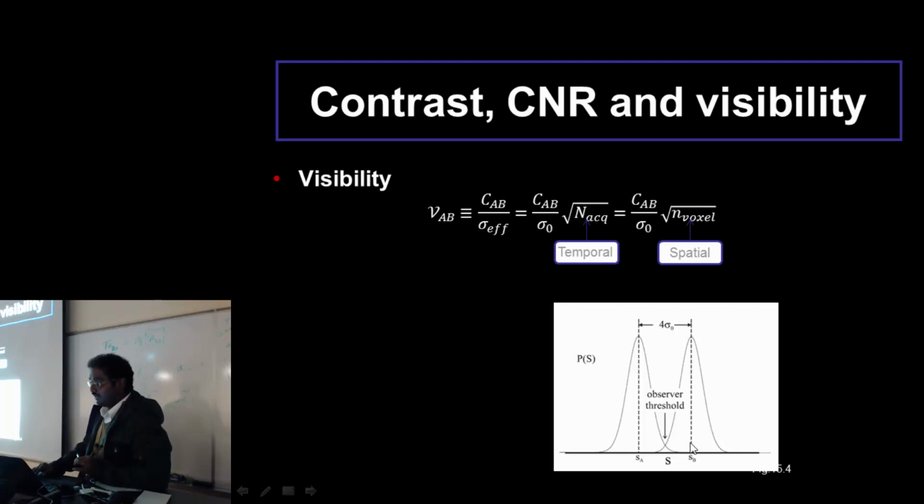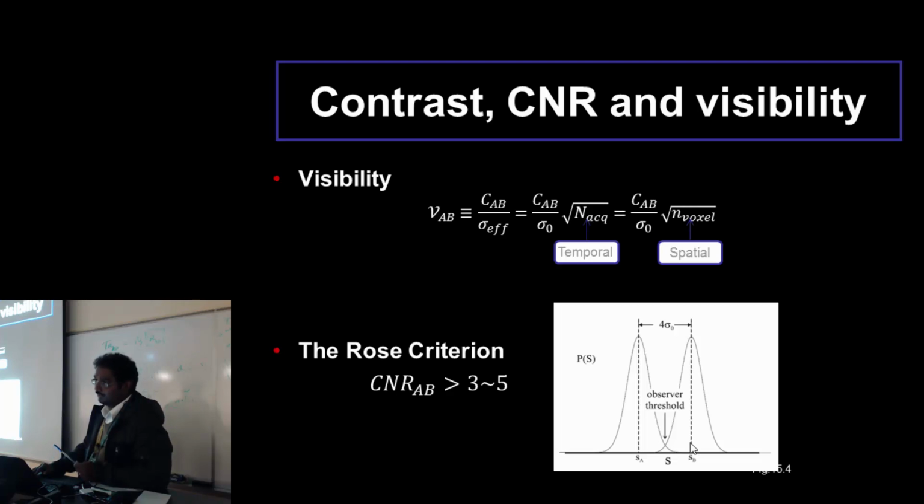So this is actually called the Rose criteria, where the contrast to noise ratio, or the SNR difference between the two objects, if it's approximately between 3 and 5, you will be able to distinguish the object. So this becomes important when you're trying to optimize, for given imaging settings, the contrast between, say, gray matter and white matter.